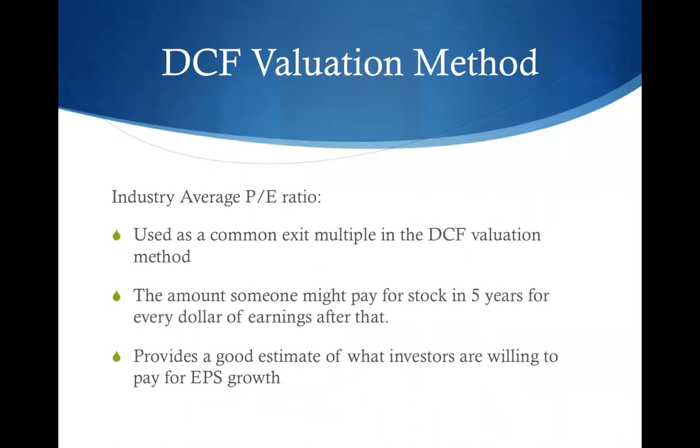The DCF valuation method uses the industry average PE ratio. It's used as a common exit multiple in a DCF valuation method. It's the amount someone might pay for a stock in 5 years for every dollar of earnings after that. It also provides a good estimate of what investors are willing to pay for the earnings per share growth in the future.